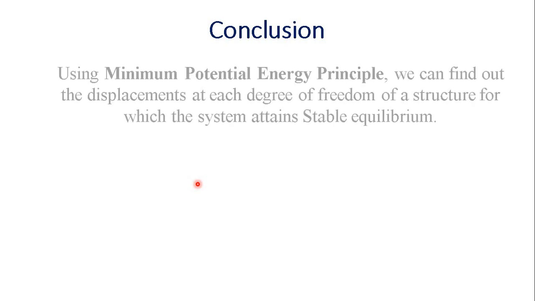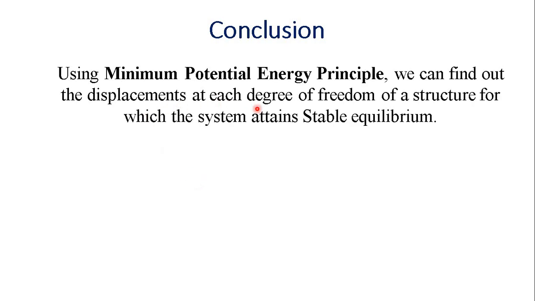So now I am going to conclude and generalize the principle. So now we know that using minimum potential energy principle, we can find out displacements at each degree of freedom of a structure for which the system attains stable equilibrium state. So at stable equilibrium state, the total potential energy has a minimum value, and to get the displacements at which the potential energy is minimum, we take the help of partial differentiation.